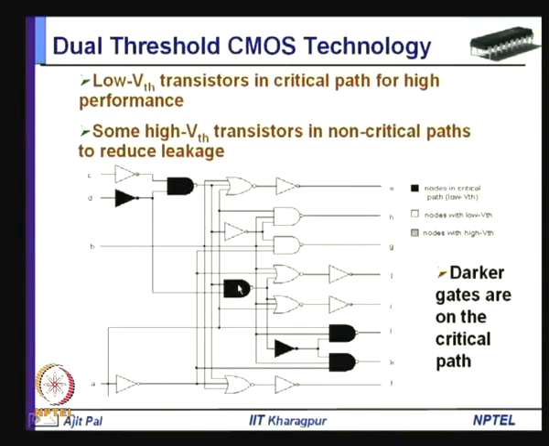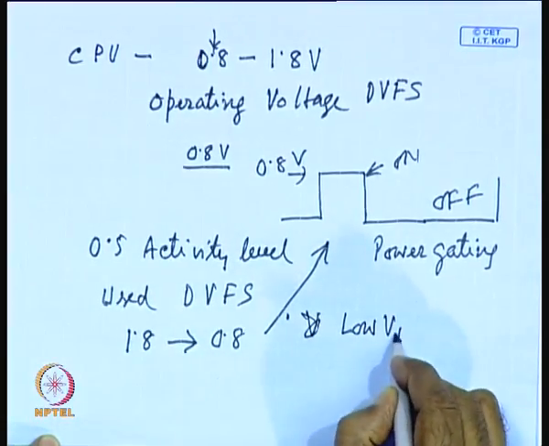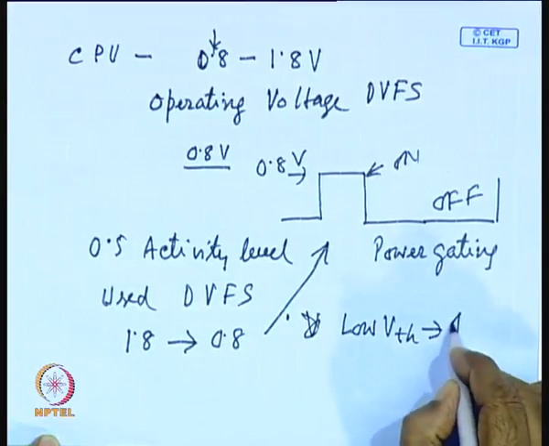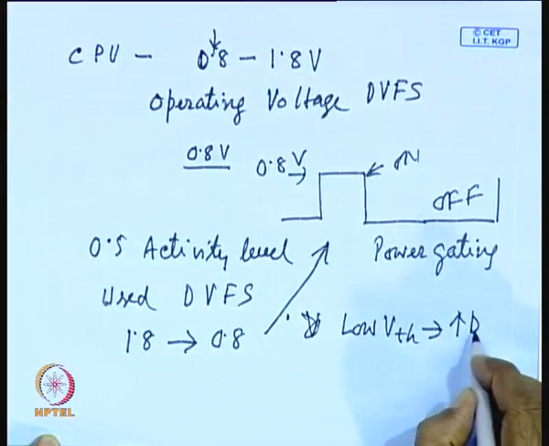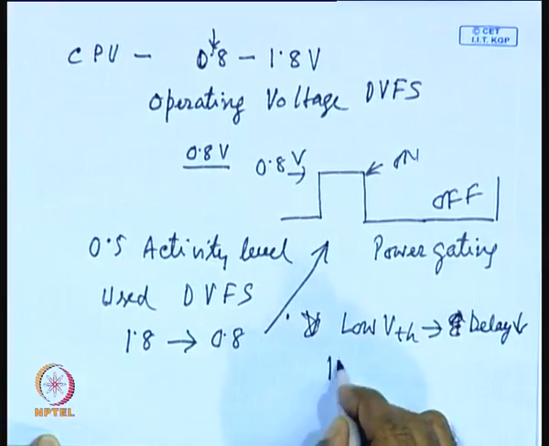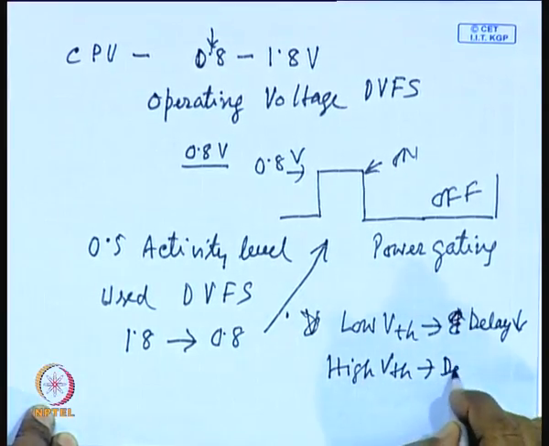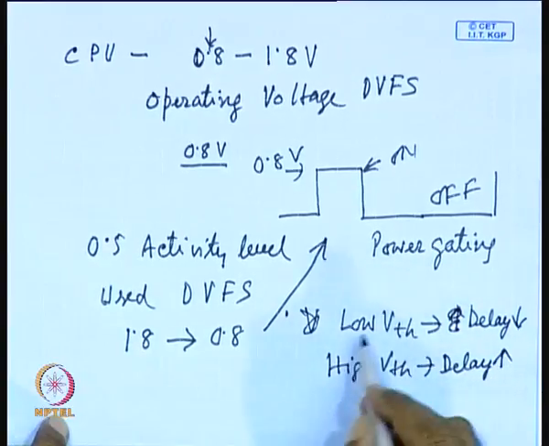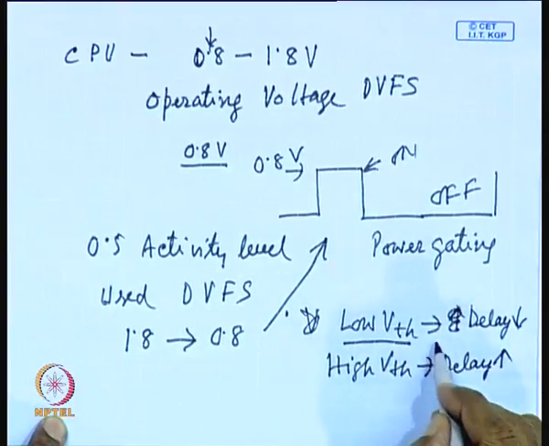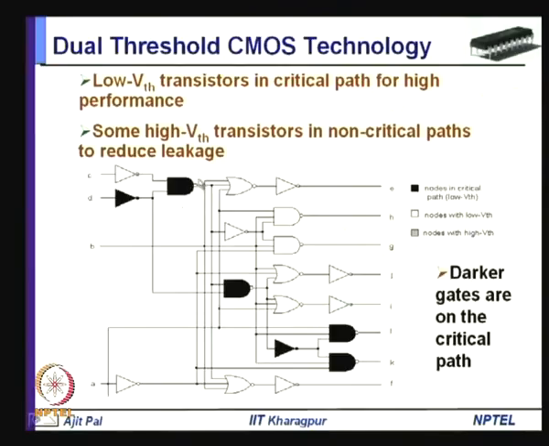As you know, low VTH corresponds to lower delay, and high VTH corresponds to larger delay, as you already know. So, therefore, what you can do, you can assign gates on the critical path a low VT. That means, the gates will be realized by low threshold voltage transistors.